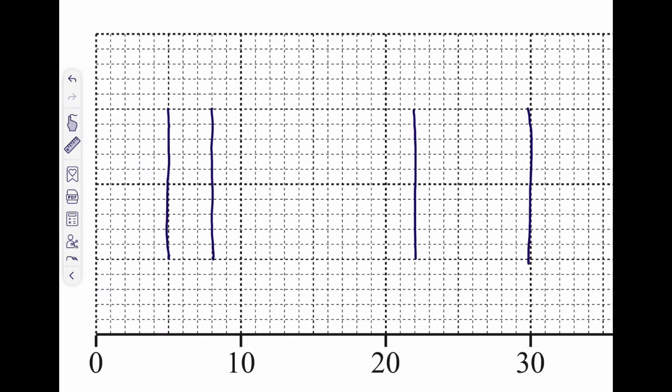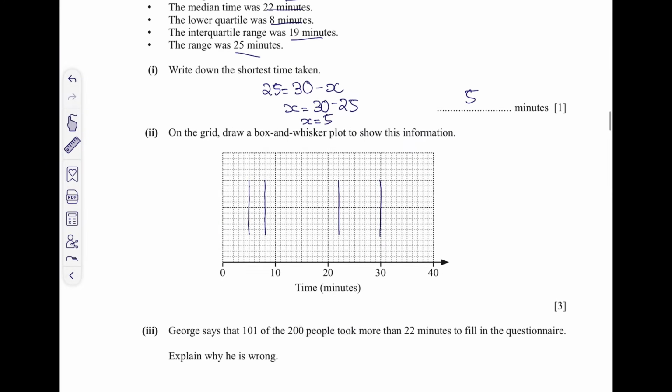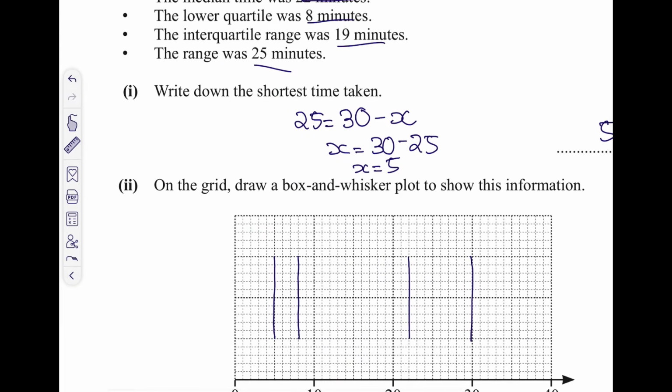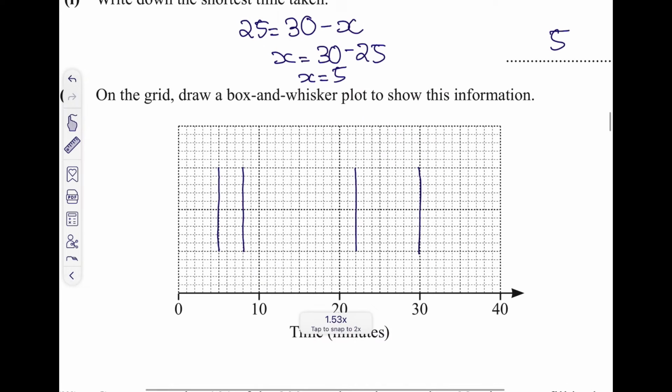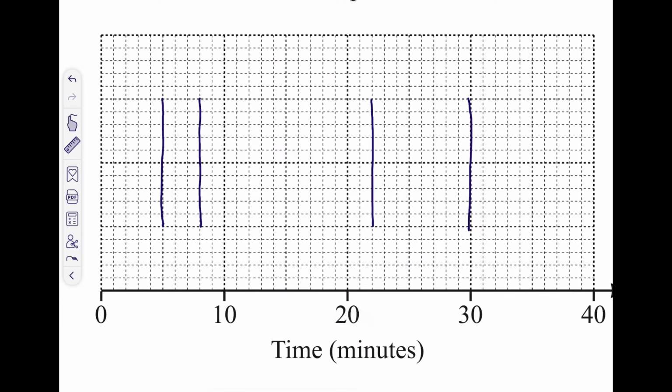Now you also need the upper quartile, but here the upper quartile is not given, but they've given the interquartile range. The interquartile range is basically the difference between the lower quartile and the upper quartile. The lower quartile is 8 minutes. If I add the interquartile range, which is 19, to that, I would get 27, and that would basically be my upper quartile.